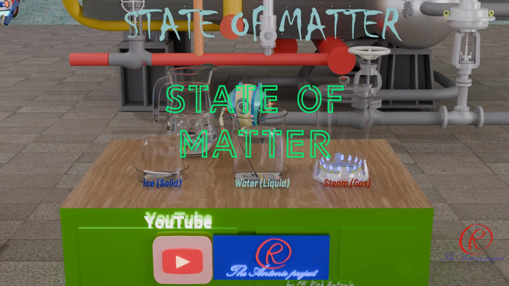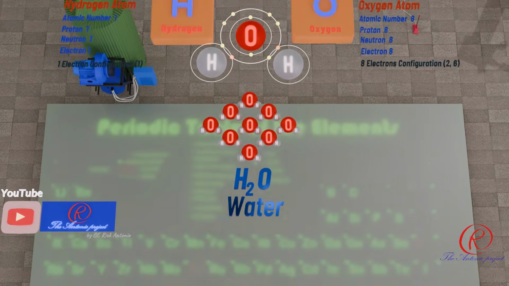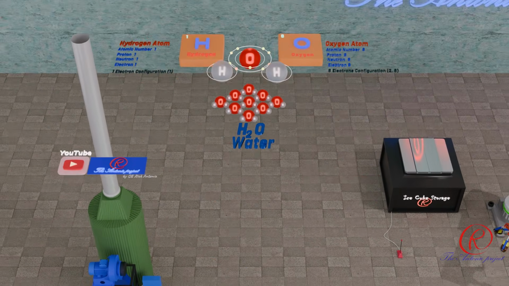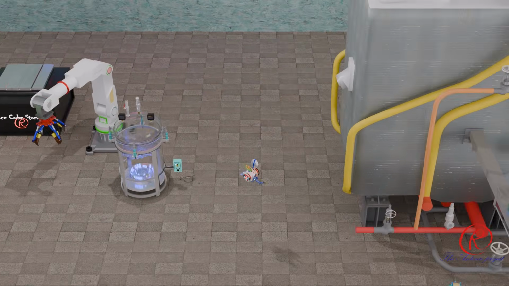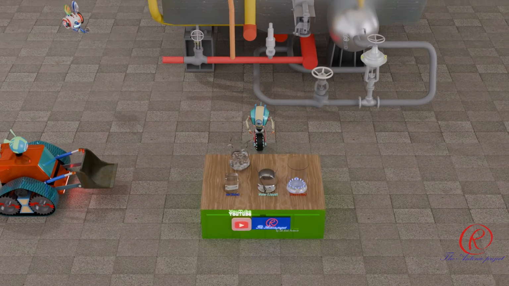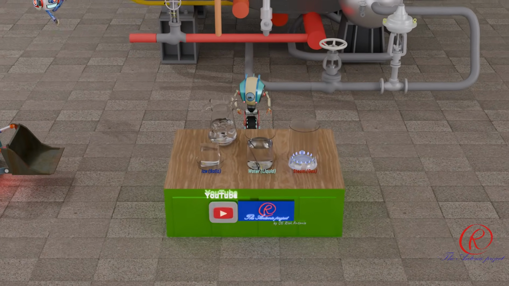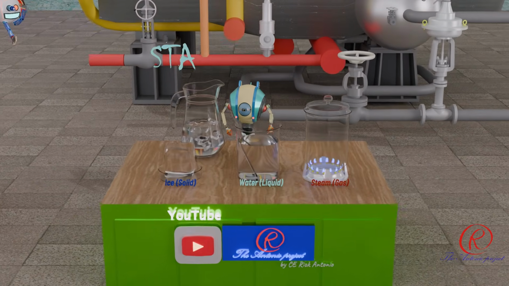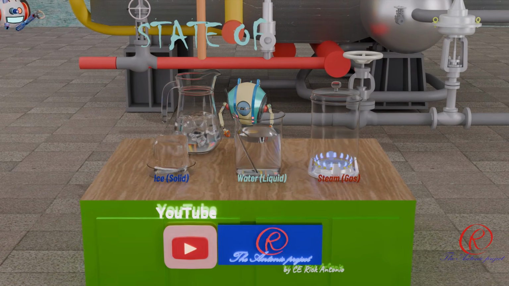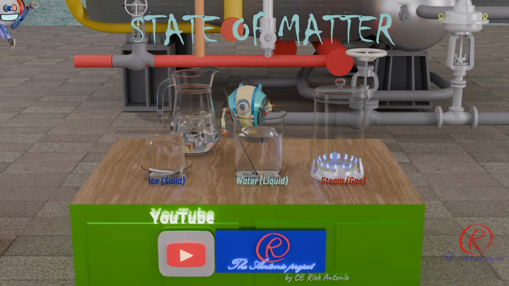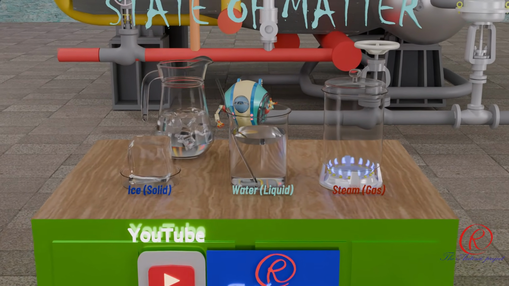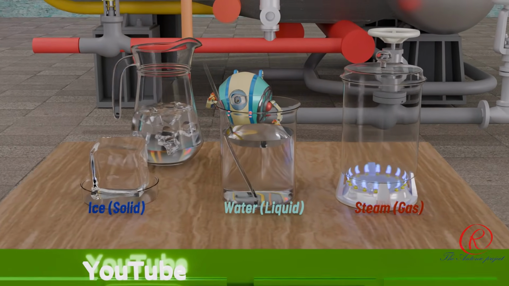State of matter. Water, or H2O, is a remarkable substance that exists in three primary states: solid, liquid, and gaseous. Each form exhibits unique characteristics and plays a crucial role in the Earth's ecosystems and human activities. Water exists in three main states of matter depending on temperature and pressure. These different states of matter have different properties and characteristics. The following are the states of water and their characteristics.